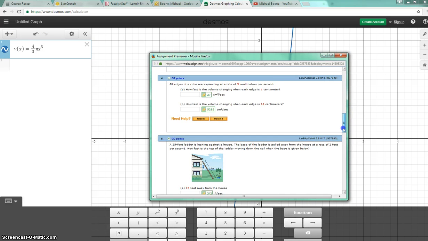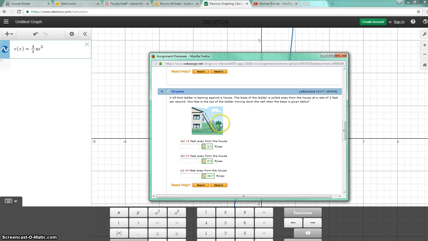Another one I want to look at is number 5. A 25-foot ladder is leaning against the house. The base of the ladder is pulled away, right? So they're pulling it this way, at a constant rate of 2 feet per second. How fast is the top of the ladder moving when the base is at the given distance below?